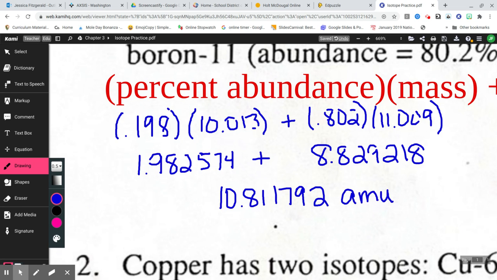That is your AMU, or your average atomic mass unit. So it's 10.811792. So if you look at the mass of boron on the periodic table, you're going to see that we have 10.81. So that's how that mass was calculated for boron that appears on the periodic table, because you cannot have parts of protons and neutrons. It's a weighted average. So that's how you will calculate.